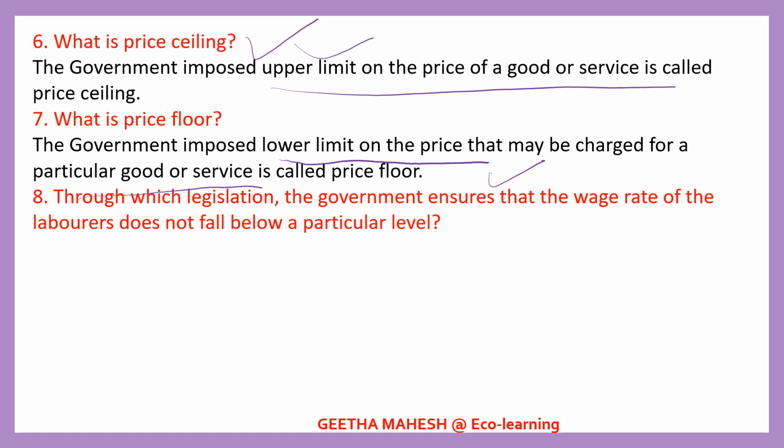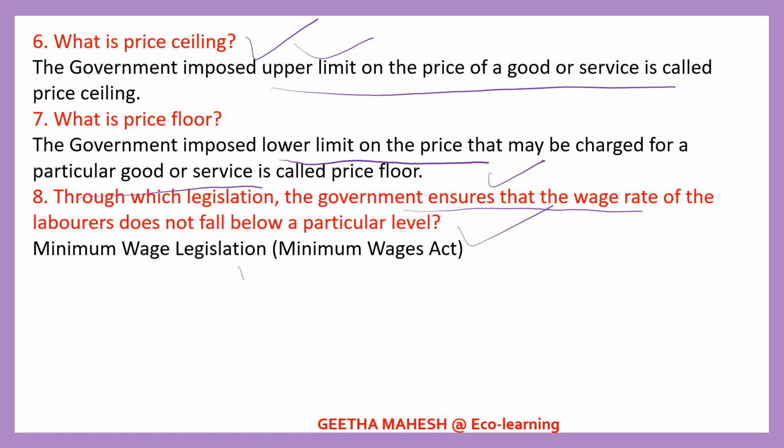Okay, through which legislation government ensures that the wage rate of labor does not fall below a particular level. ಸೊ ಅದು ಬಂದು ಮಿನಿಮಮ್ ವೇಜ್ ಲೆಜಿಸ್ಲೇಷನ್ ಅನ್ನೋದು ಒಂದು ಆ್ಯಕ್ಟ್ ಇದೆ. ಸೊ ಆ ಆ್ಯಕ್ಟ್ ಇಂಪ್ಲಿಮೆಂಟ್ ಮಾಡೋದ್ರ ಮೂಲಕ ಅವರು ಏನು ಮಾಡ್ತಾರೆ, ಎನ್ಶೋರ್ ಮಾಡ್ತಾರೆ ದಟ್ ವೇಜ್ ರೇಟ್ ಡಸ್ ನಾಟ್ ಫಾಲ್ ಬಿಲೋ ದಿ ಪರ್ಟಿಕ್ಯುಲರ್.